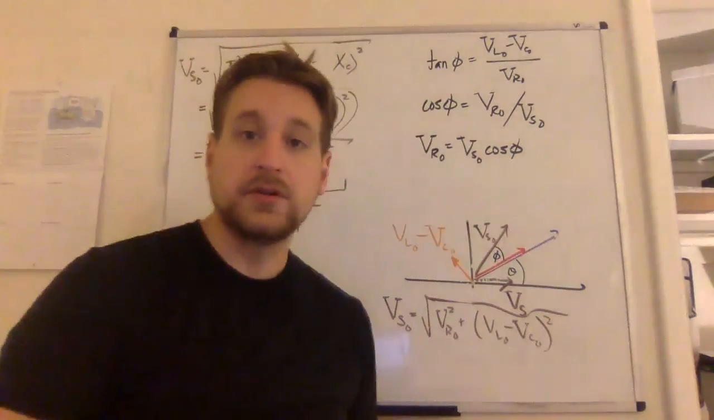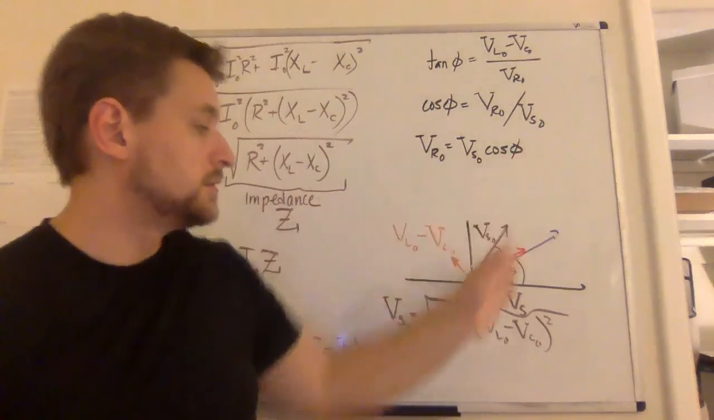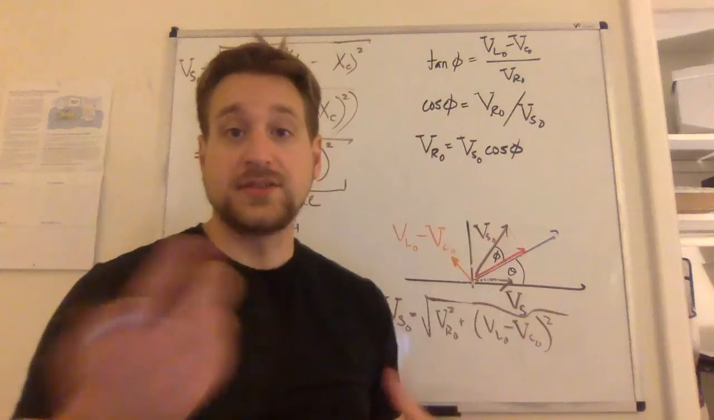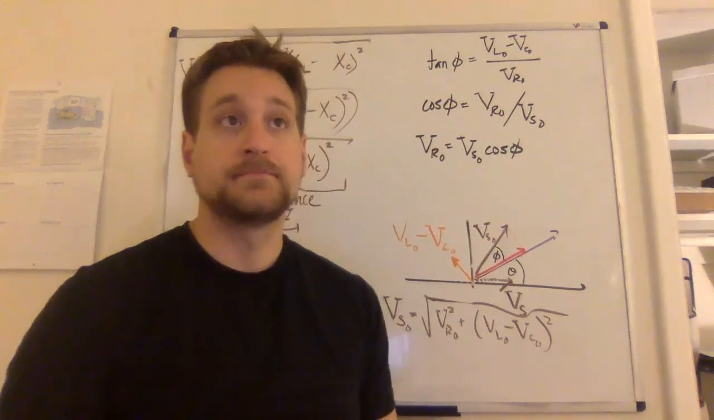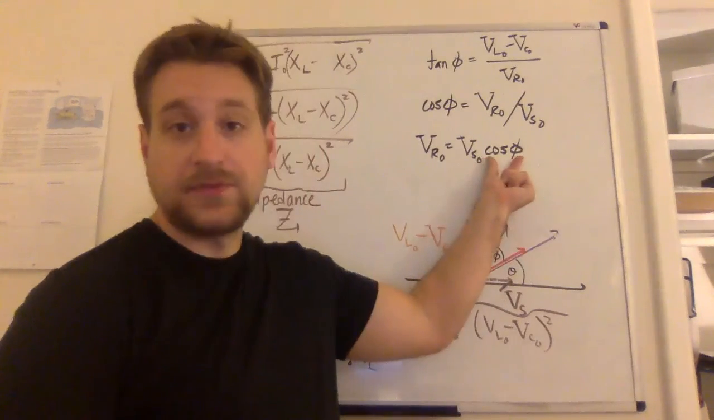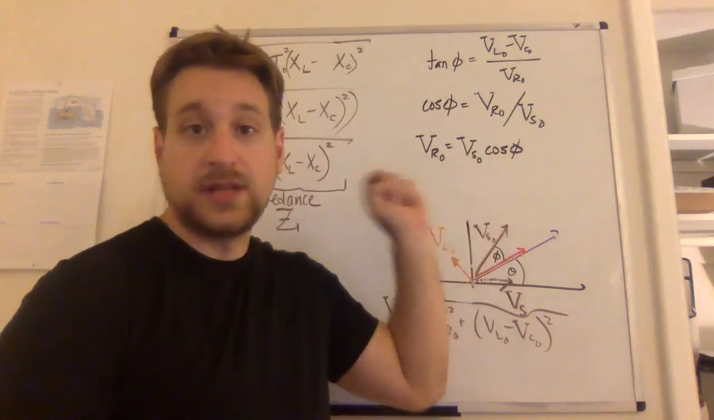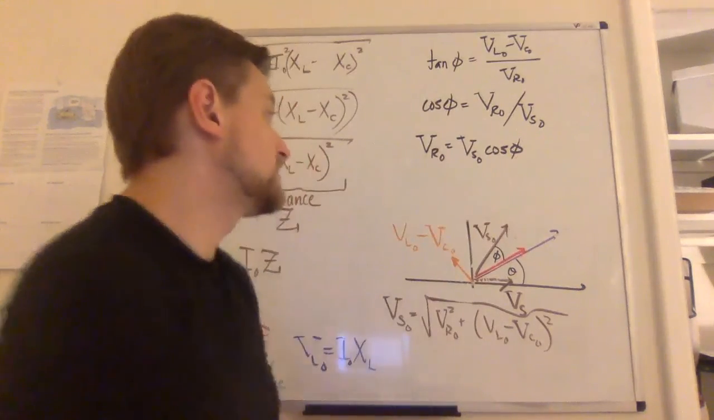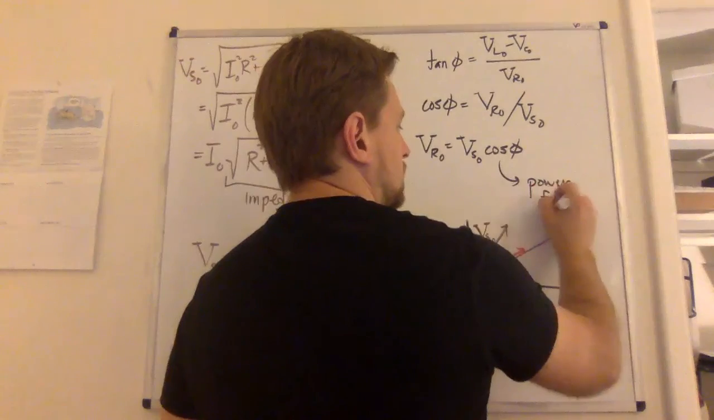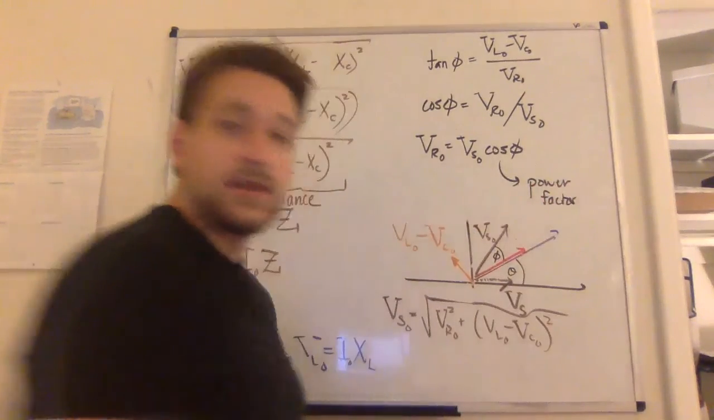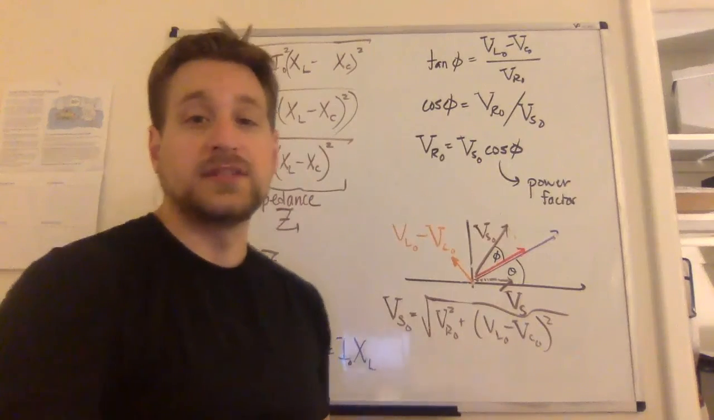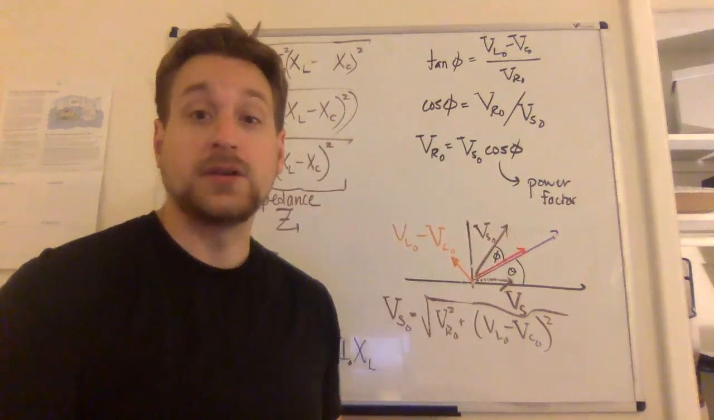Some of the power that is being supplied is going to manipulating the electric and magnetic fields of the capacitor and inductor respectively. The power dissipated by the resistor is some fraction of the power being supplied. So this cosine phi, we sometimes call it the power factor. It's the factor by which the power dissipated by the resistor differs from the power supplied by the source.